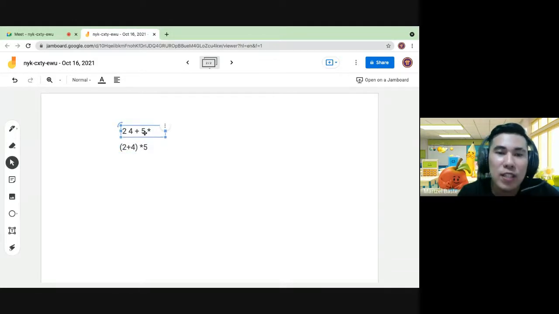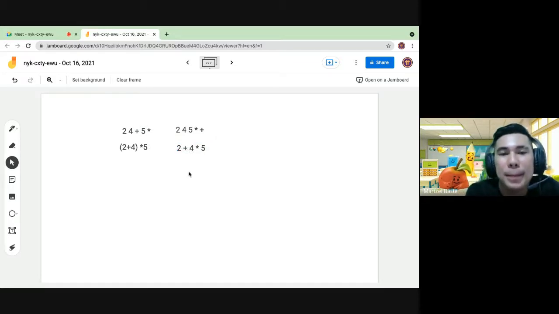But if your postfix is different, let's say multiplication comes before addition. So what will happen then? Here you cannot omit the parentheses, because of what happens: 4 times 5 is 20, plus 2 is 22. Versus 2 plus 4 is 6, times 5 is 30. So that is how you get it.